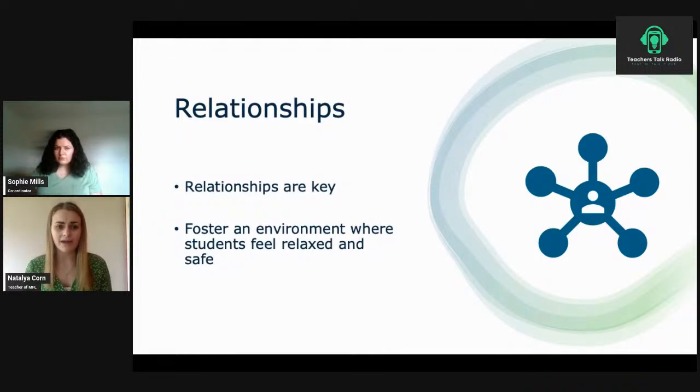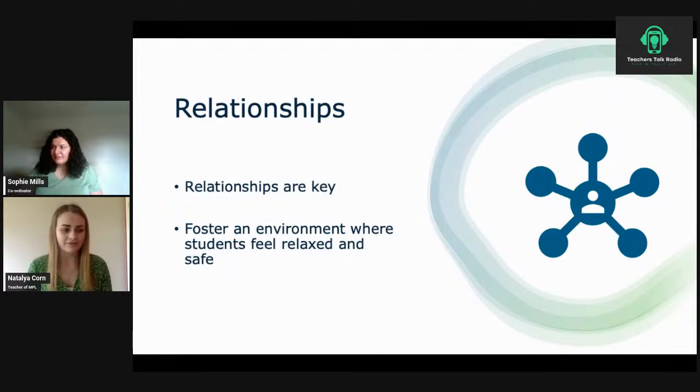Fostering an environment where the students feel relaxed and they feel safe. So at our school, we meet and greet on the door. We greet them in the target language. I can't tell you what a delight it is to have year 9 boys walking through my door on a Tuesday morning and they're going, "Guten Morgen," as I say it to them and they're saying it back to me.